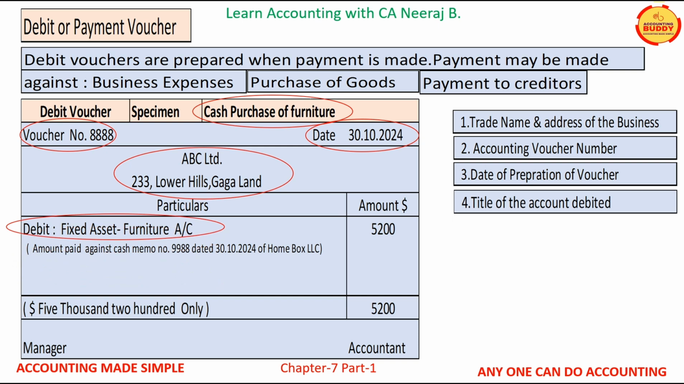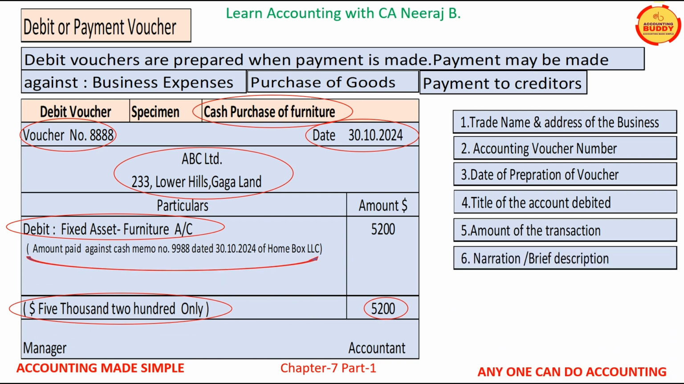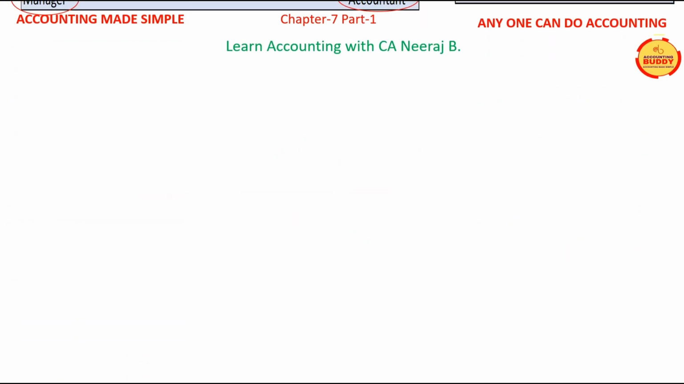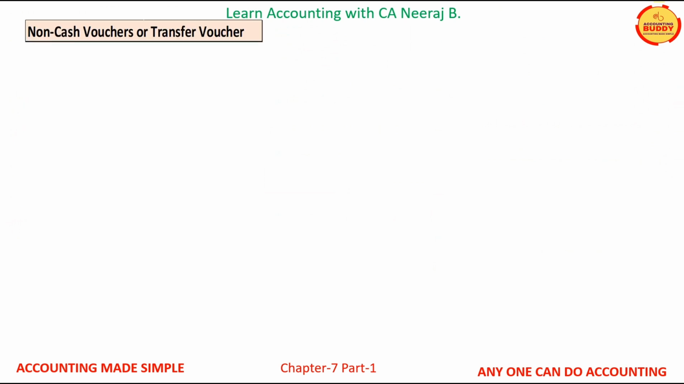The amount of debit voucher will appear both in numbers and figures. The complete details of the transaction are also mentioned on the debit note. It is signed by the accountant who prepares it, and it is also signed by the authorized signatory. The narration written on the debit voucher also contains the supporting document number, which in this case is the cash memo number 9988.